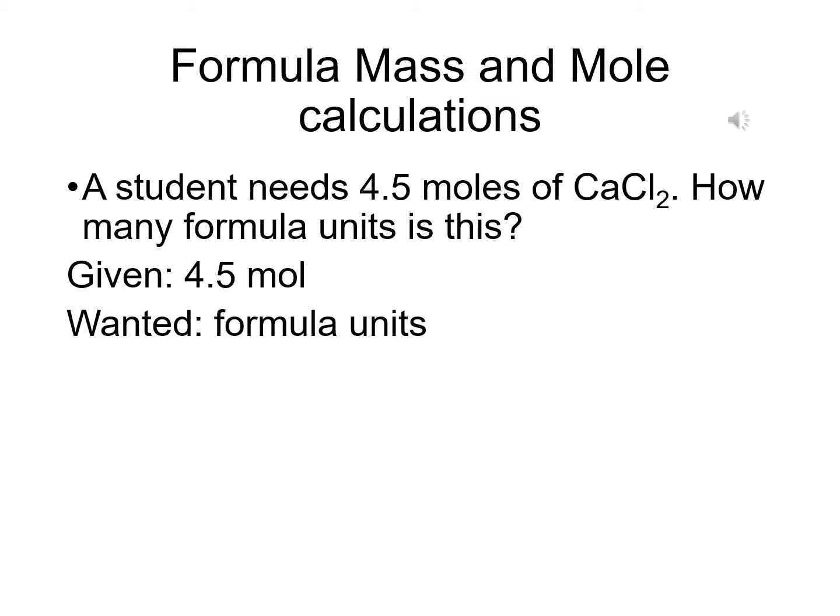Okay. So our given was 4.5 moles, so we put that over to the left, and then we use our conversion factor. Now, since our given unit was moles, we know that moles will go on the bottom of our conversion factor, and formula units will go on the top. So I have 6.02 times 10 to the 23rd formula units on top. So now I do the math. 4.5 moles divided by 1 mole times 6.02 times 10 to the 23rd gives us 2.7 times 10 to the 24th formula units of calcium chloride. Okay, I hope that went pretty well. Let's take a look at our next problem.